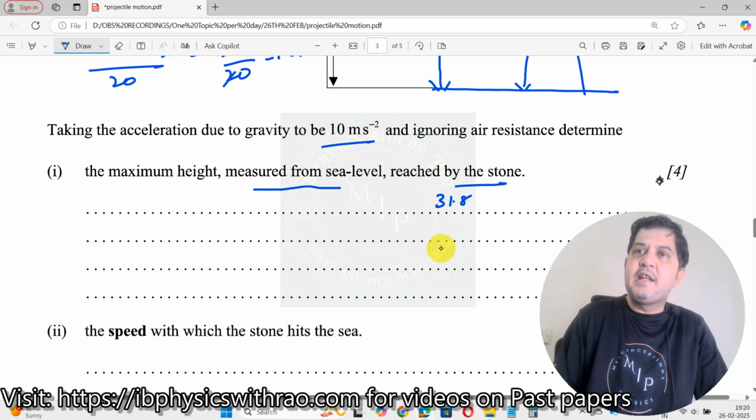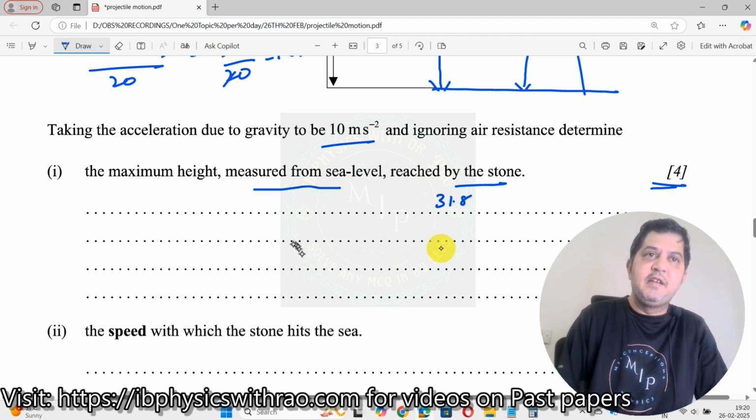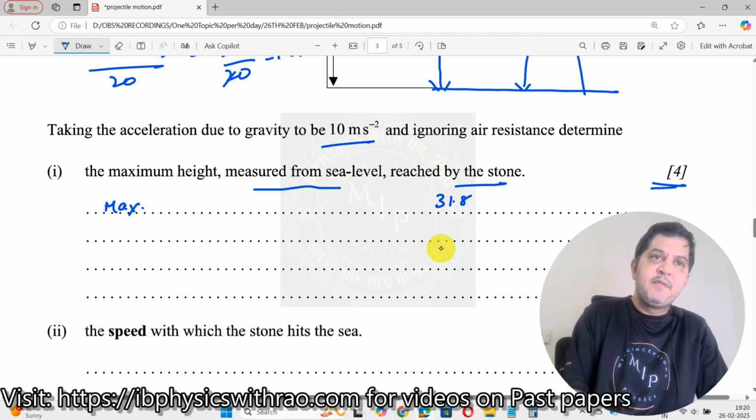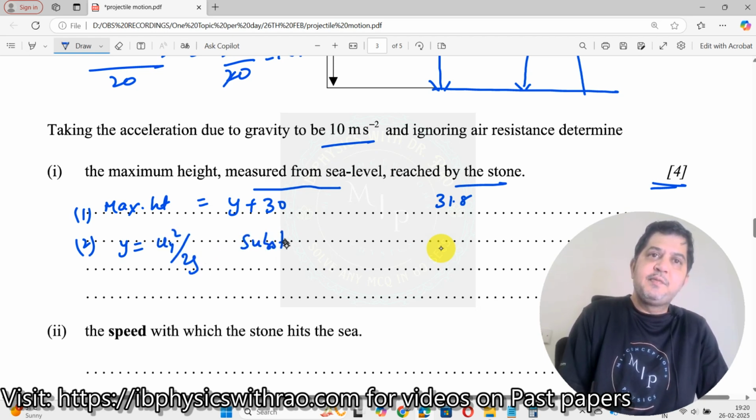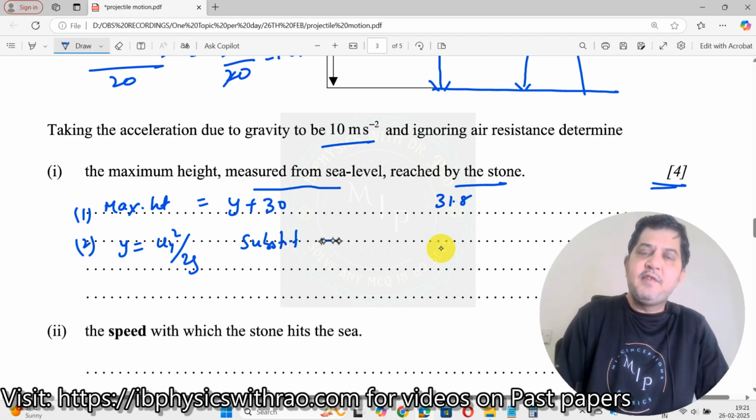Now you need to write it for 4 marks. What are the steps you need? First, you need to write max height from sea level is equal to y plus 30. That is the first mark. The second mark is y is equal to uy squared by 2g. Then substitution and then the final answer.